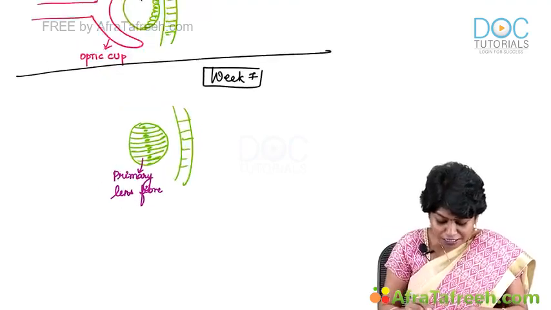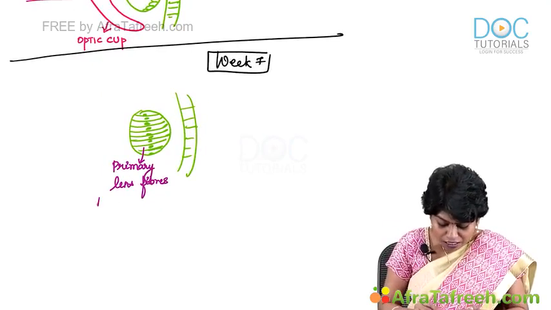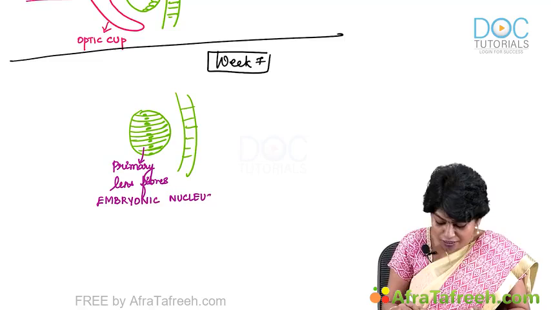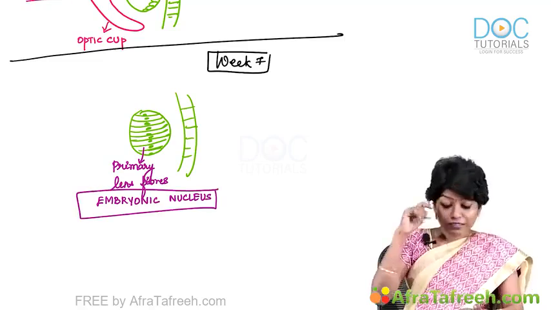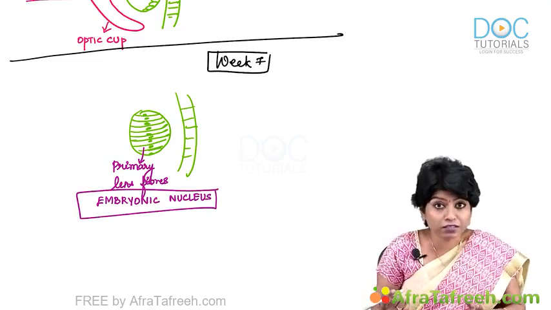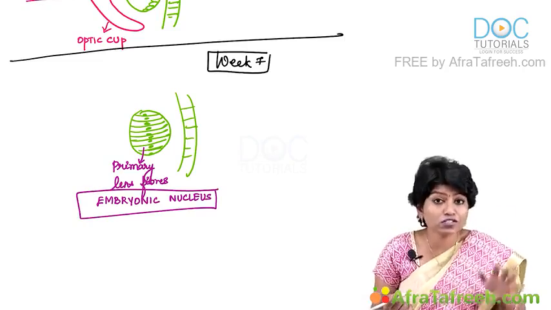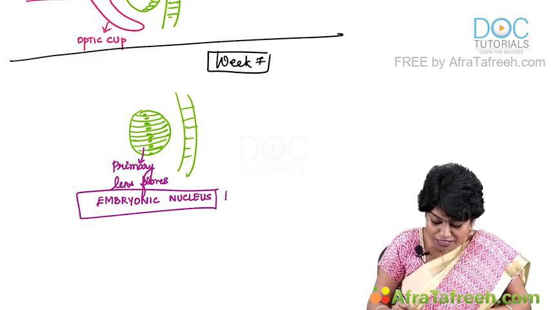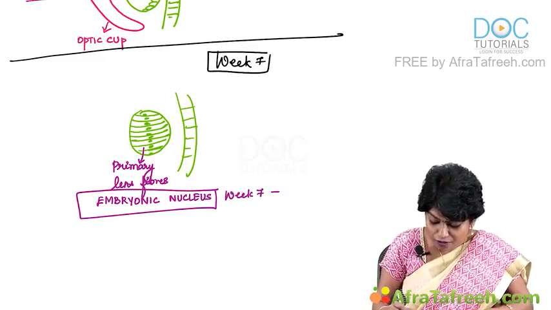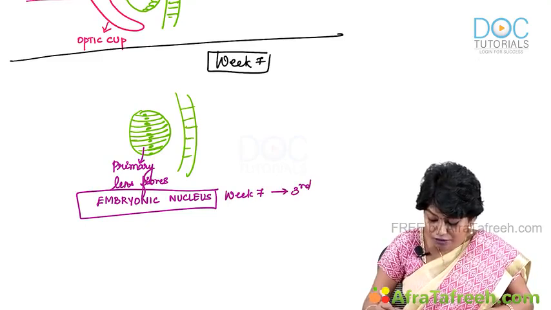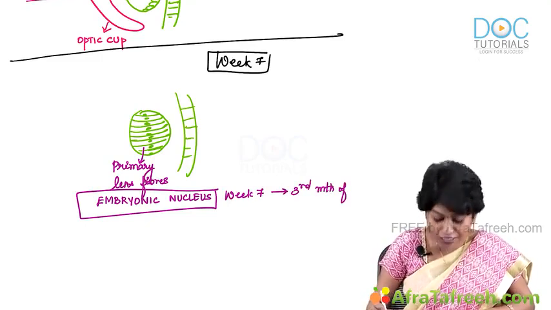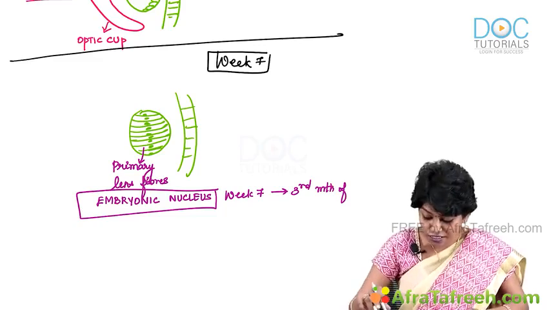So what do these primary lens fibers form? They form the embryonic nucleus, the first formed nucleus. Starting from this stage to the 3rd month of gestation, whatever fibers are formed, from week 7 to the 3rd month, that is the embryonic nucleus. Is that clear?